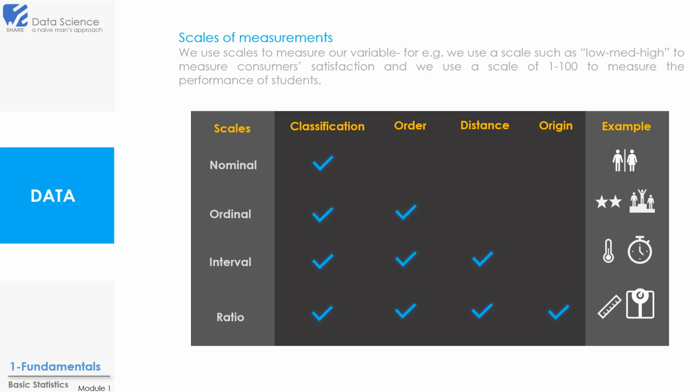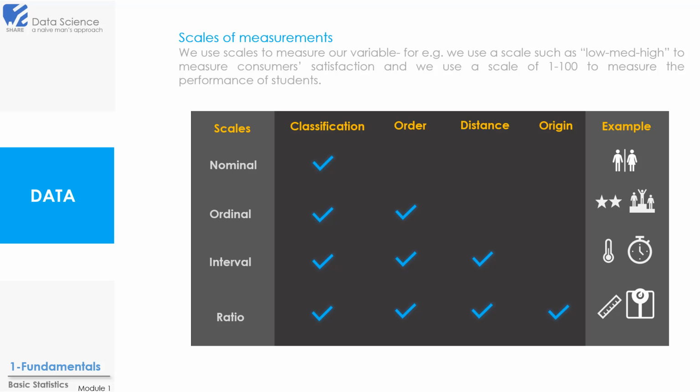Now there are 4 types of scales of measurements that are categorized based on the parameters as shown here in the table. So here the scales are given on the left hand side. Then we have 4 parameters: classification, order, distance, origin. And in the last column, examples of each of these scales are shown here. So first scale is nominal scale. We have nominal scale which only is used to classify or label, such as male or female.